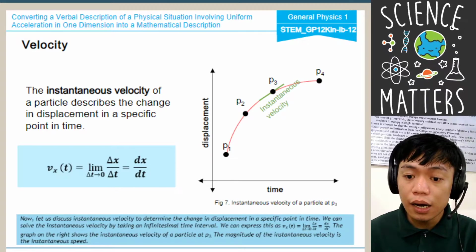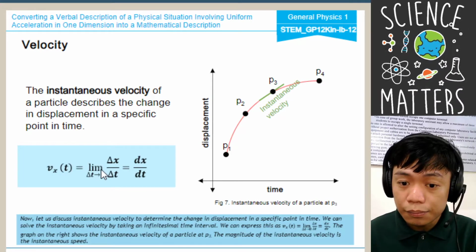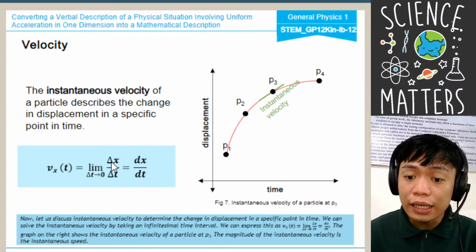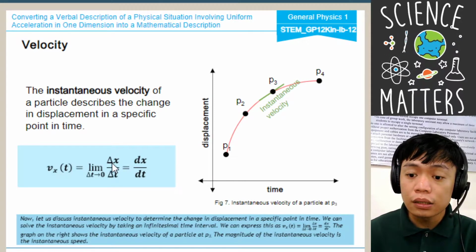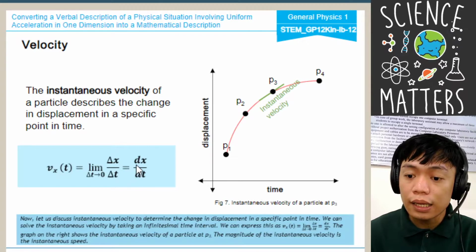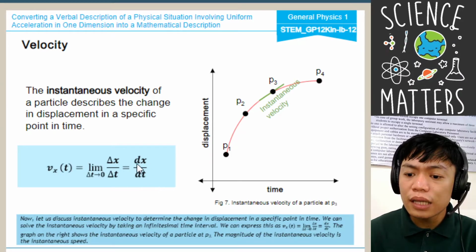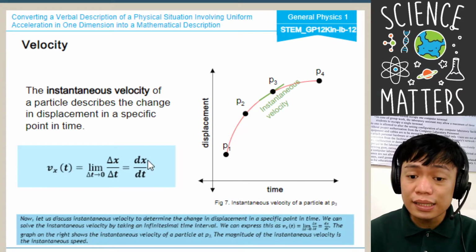So basically the instantaneous velocity with respect to the point of time is equal to the limit as the change in time approaches 0 of the change in displacement over the change in time, and it is equal to dx over dt. Ano nga ba yung tinatawag nating d? So it's basically the differential of the position and the time.